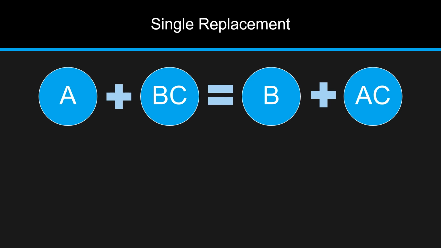Next is single replacement reaction, sometimes called single displacement reaction. This is a reaction in which one element is substituted for another element in a compound. The starting material is always pure elements, such as a pure zinc metal or a hydrogen gas, plus an aqueous compound.